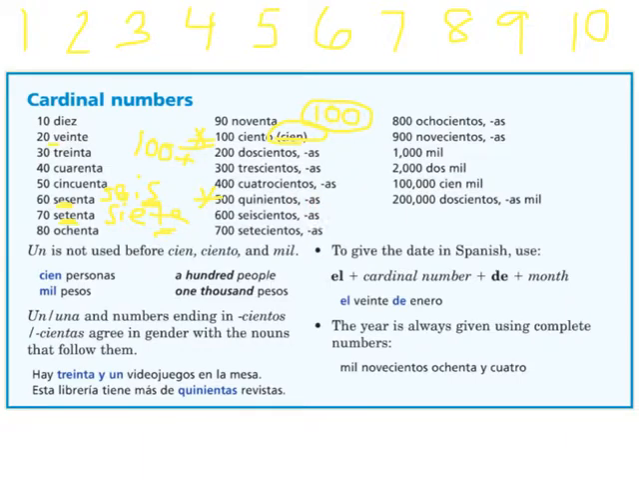600, 700. Another one that's just a little bit different. 800, 900. Mark that one as well. And those are our groups of hundreds.